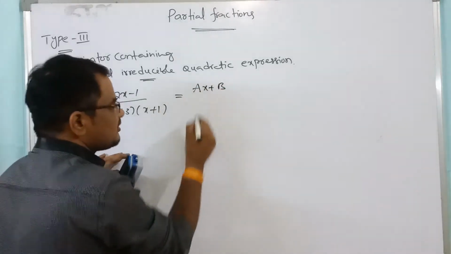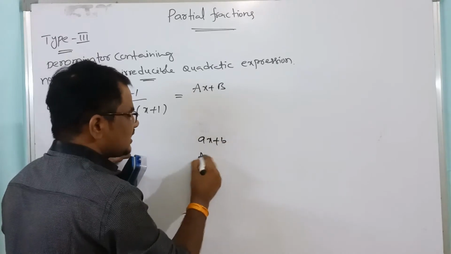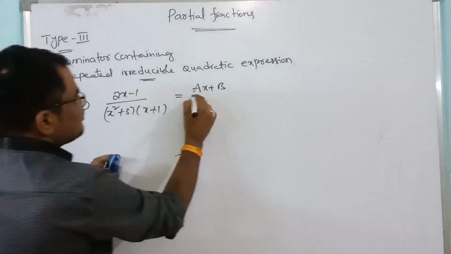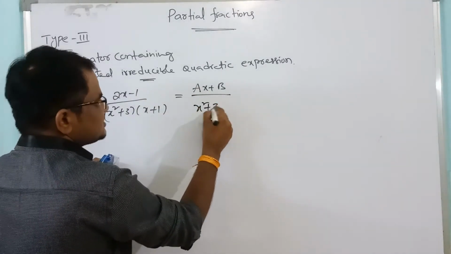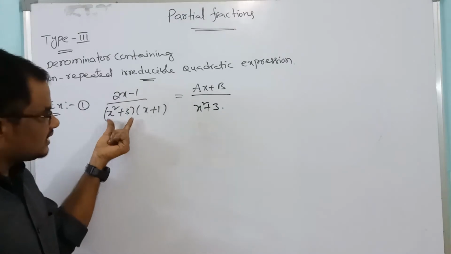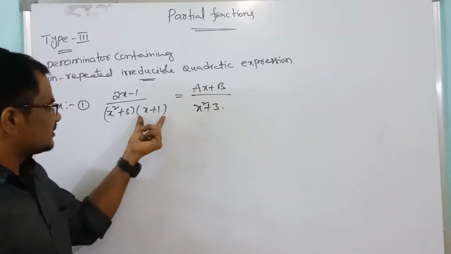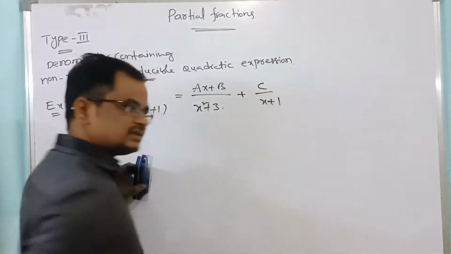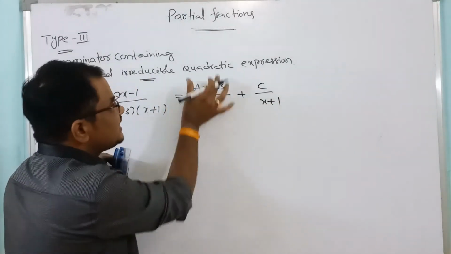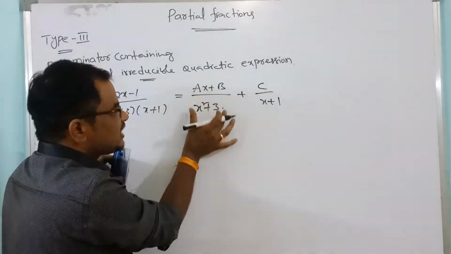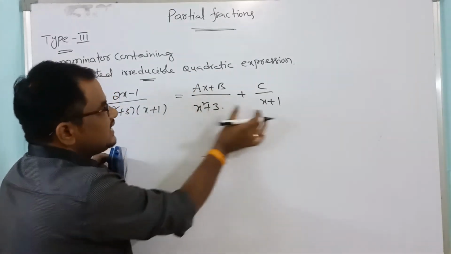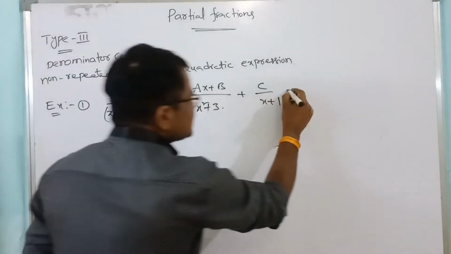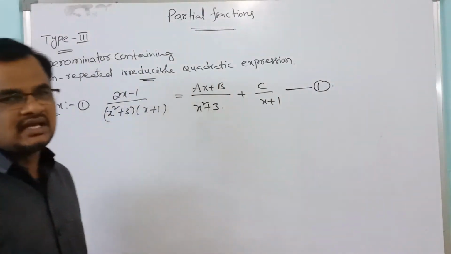Linear is always in the form of what? Ax + b, or Ax + B, capital A or small a. So linear by quadratic, x² + 3. So for this one, how to write? Linear by quadratic we have to take. Here linear only is there. Linear means constant by linear, right? So in the denominator, an irreducible quadratic expression means linear by that quadratic expression, and linear in the denominator means constant by linear we have to take. Now after that, the same procedure as the first and second methods.